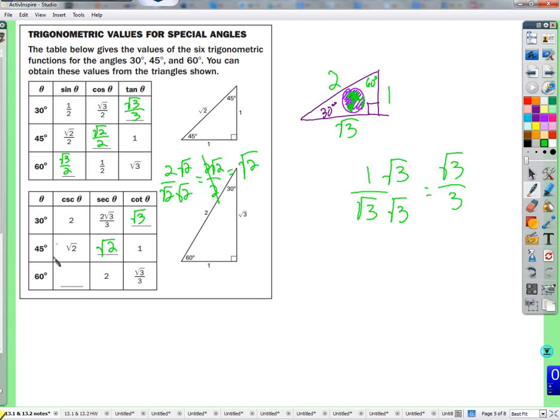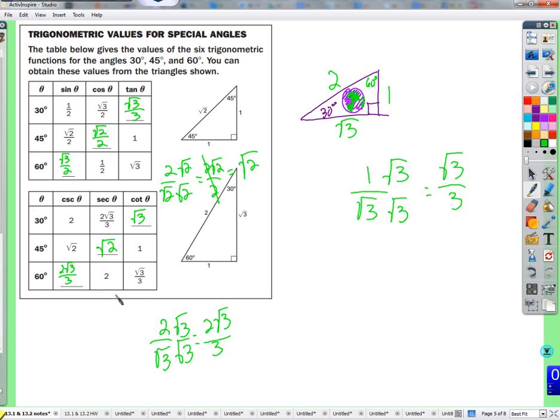The cosecant of 60 is the reciprocal of sine. So we take the sine, flip it over, we get 2 over root 3, multiply by root 3, and get 2 root 3 over 3. Nothing's going to cancel here. And 2 root 3 over 3 happens to be the secant of 30, a relationship similar to the sine and cosine relationship of 30 and 60.